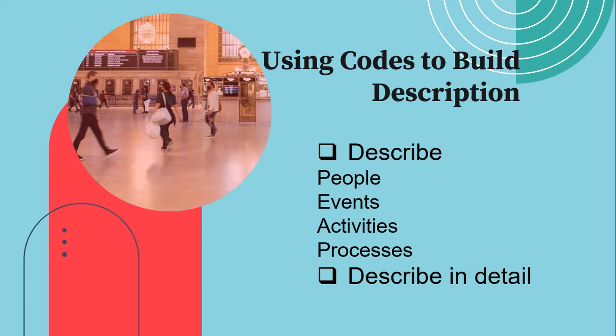Okay, using codes to build description. In here, description is a detailed rendering of people, places, and events in a setting in qualitative research activities and processes. It is easiest to start the analysis after the initial reading and coding of the data, and after that, describe in detail.